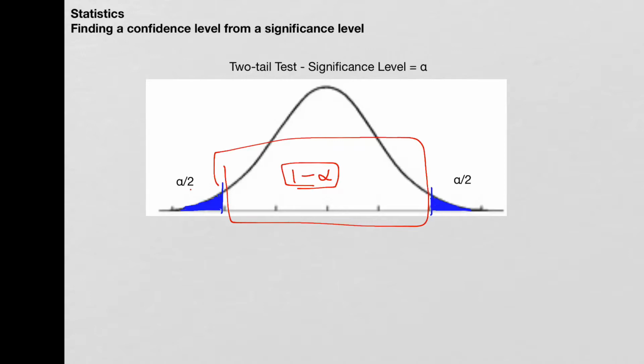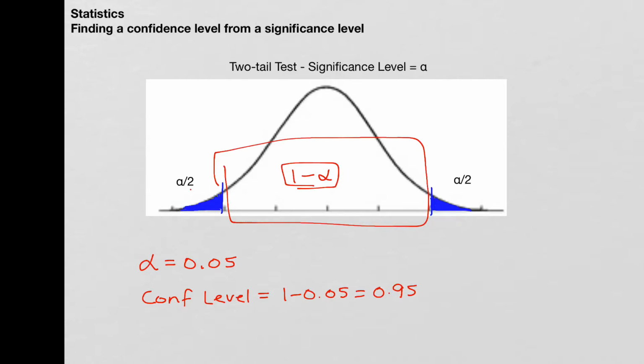So suppose we had a hypothesis test where alpha is equal to 0.05. Then our confidence level would be 1 minus 0.05, or 0.95, or 95%. So that's how we would find the confidence level for that problem.